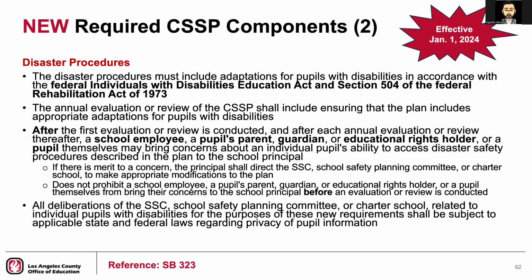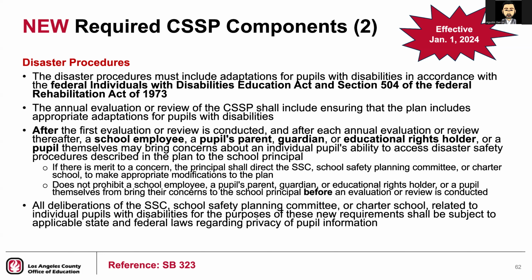There are also several requirements related to disaster procedures and school safety plans as a result of Senate Bill 323, which addresses accommodations related to federal disability laws. Disaster procedures and school safety plans previously required adaptations be included for pupils with disabilities in accordance with the Federal Americans with Disabilities Act. Effective January 2024, those adaptations included in the disaster procedures must also be in accordance with the Federal Individuals with Disabilities Education Act and Section 504 of the Federal Rehabilitation Act of 1973.